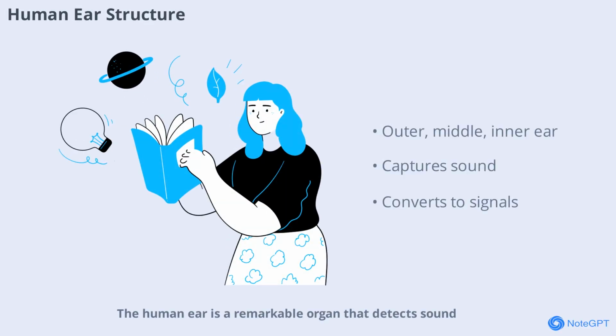The human ear is a remarkable organ that detects sound waves and converts them into signals our brain can understand. It consists of three main parts: the outer ear, middle ear, and inner ear. Each part plays a crucial role in capturing, amplifying, and interpreting sound. Understanding the ear's structure helps us appreciate how we hear and why hearing protection is important.